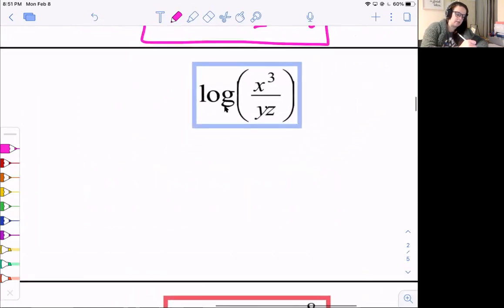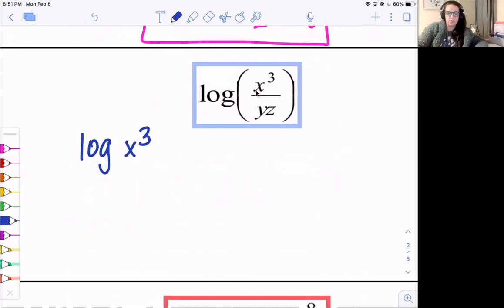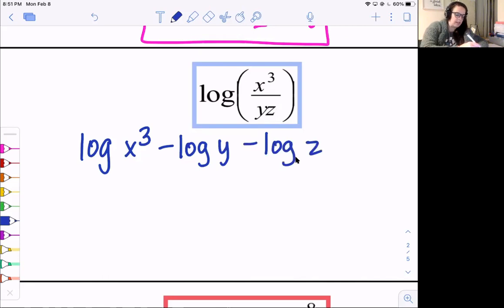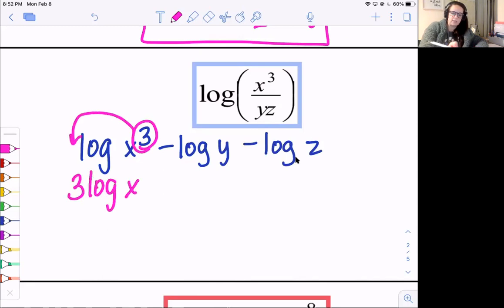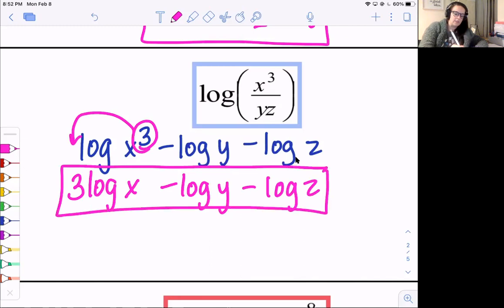So we'll take another look at this one. Go ahead and pause the video if you have a moment. But we have log of x squared, or x to the third. We're dividing by y, so subtracting log of y. We're also dividing by z, so I'm going to go ahead and do minus log z. Any exponent that I have is moving out in front. So 3 times log x minus log y minus log z. This is my expanded form of this here.